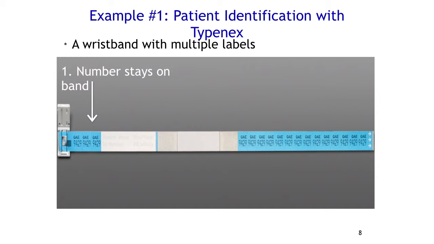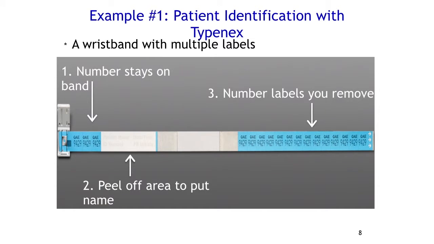Okay, so here's the Typenex system. Here's the first example. It consists of a wristband with multiple labels, and I've brought them so you can see them. So I'll ask Dr. Delaney if she wouldn't mind passing them out. I'll just take one. If you could give those out, I'll give one for the table here. Yeah, just pass them around to everybody. I'm not taking them home. When I come to Uganda, I come heavy, I go home light.